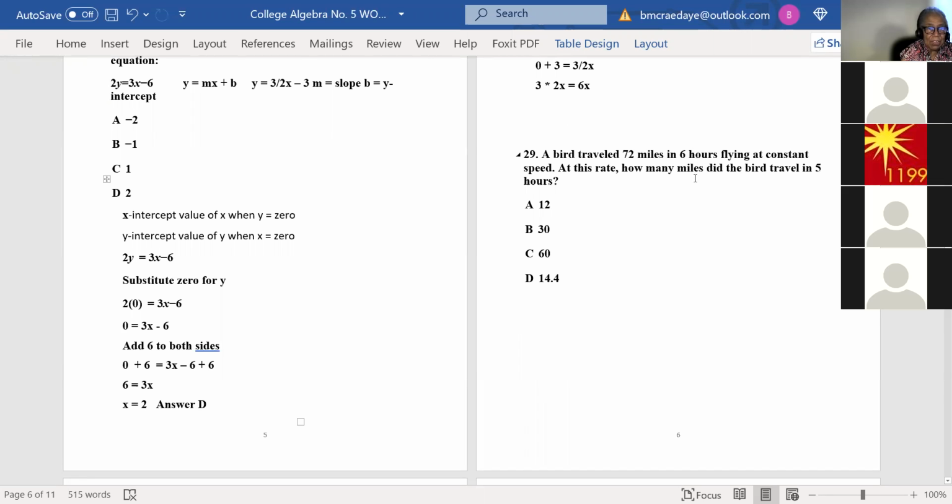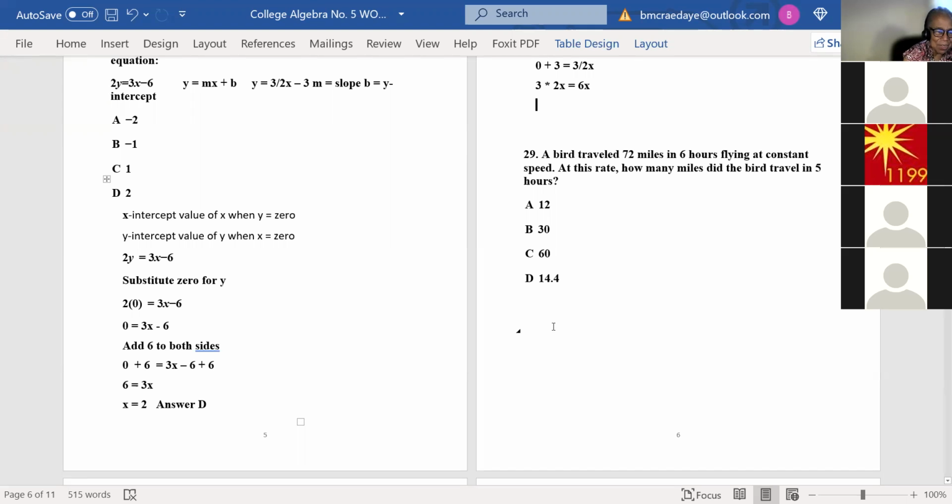Oh, yeah. 29. A bird travels 72 miles in 6 hours, flying at constant speed. At this rate, how many miles did the bird travel in 5 hours? You're going to divide? Divide what? 72 by 6. That's right.